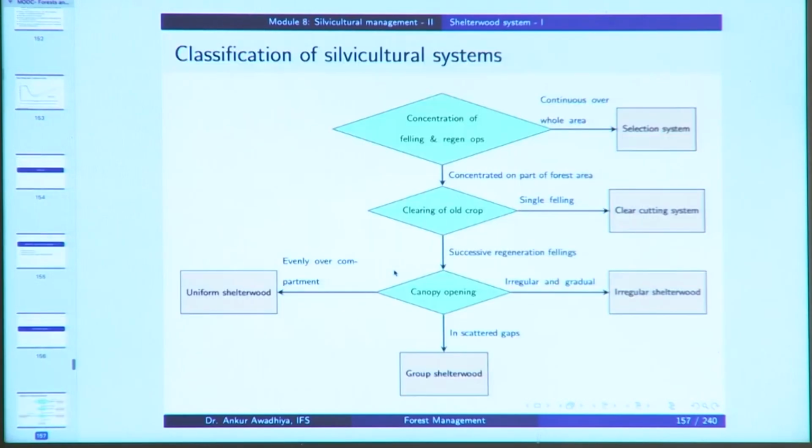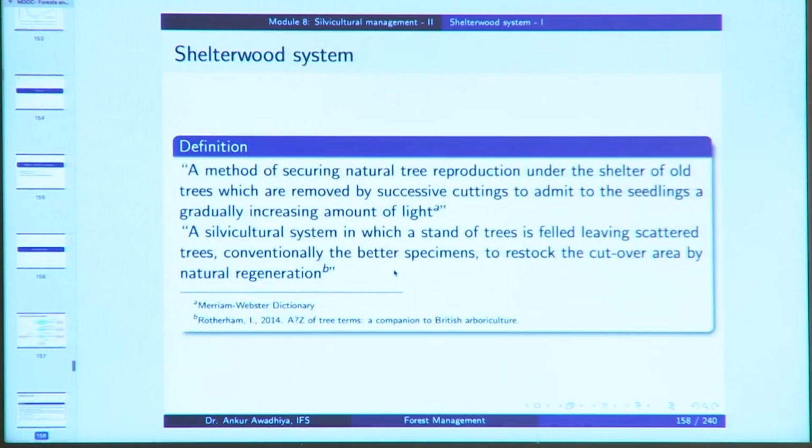Next, we looked at shelter wood system. In the case of shelter wood system, the concentration of felling and regeneration operations is on part of the forest area. The clearing is done in terms of successive regeneration fellings, and the canopy opening can be done evenly over the compartment in the case of uniform shelter wood, in the scattered gaps in the group shelter wood, and in an irregular and gradual manner in the case of an irregular shelter wood.